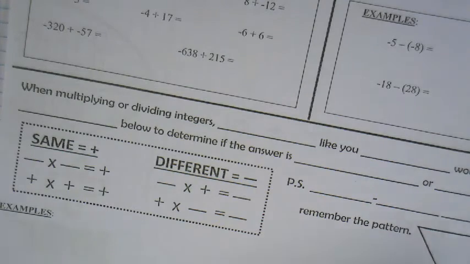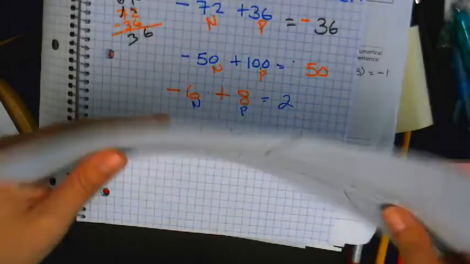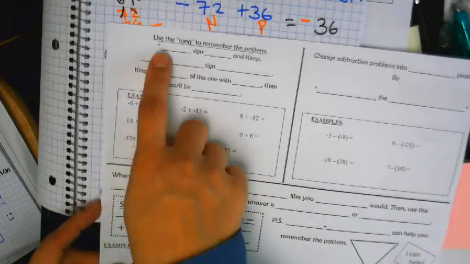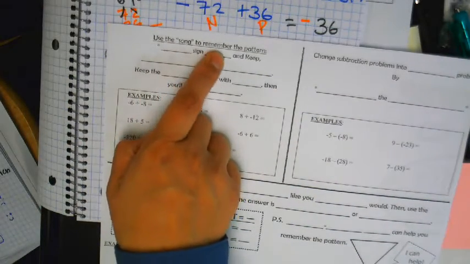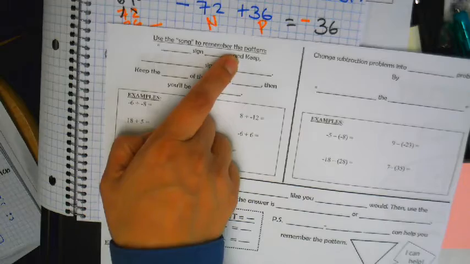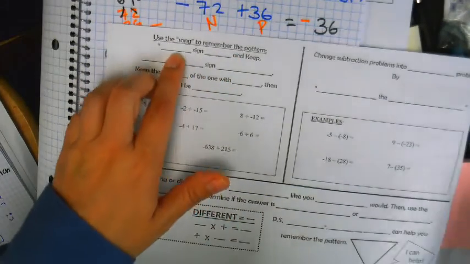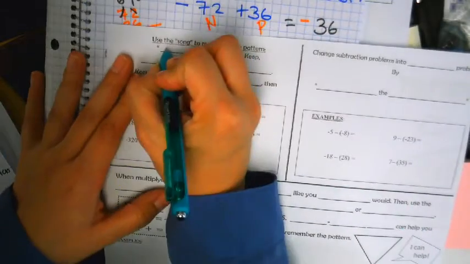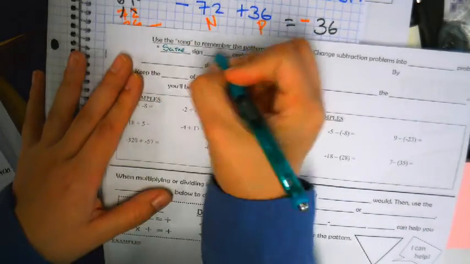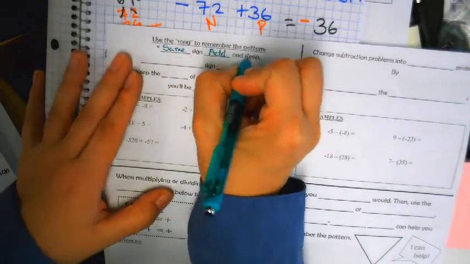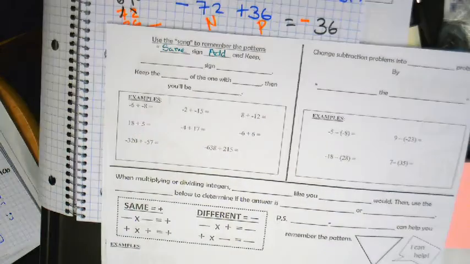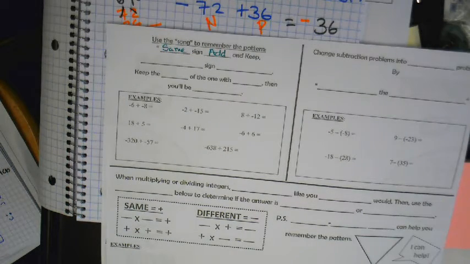All right, now, okay, before we move on, before I teach you how to really put this together, let's just go to this where it says, use the song to remember the pattern. So blank, sign, blank, and keep. Okay. So same sign, add, and keep. This song is supposed to go to the tune of Row, Row, Row Your Boat.